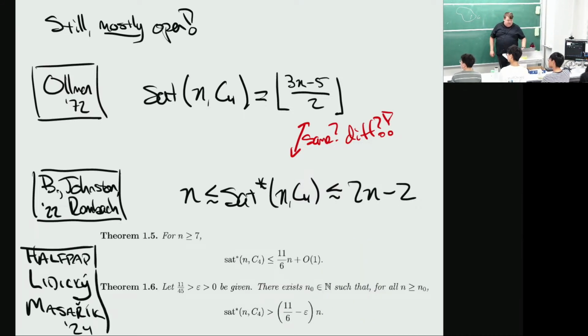And lucky us, this year, Anna Huffpop, Bernard Ludichki, and Thomas Majerick solved the rest of this, and they proved that, in fact, the rainbow saturation number for C4 is 11/6 n, more or less. Again, there are divisibility things going on in the first bound, and some large number of things going on in the second bound. Okay, but importantly, 11/6 is not 3/2. It's close, but it's not 3/2. So again, we get a tree and a non-tree where these two things are separated from each other asymptotically.